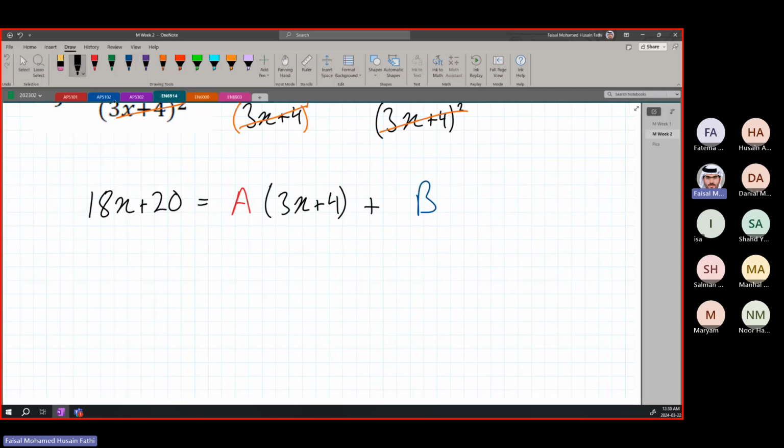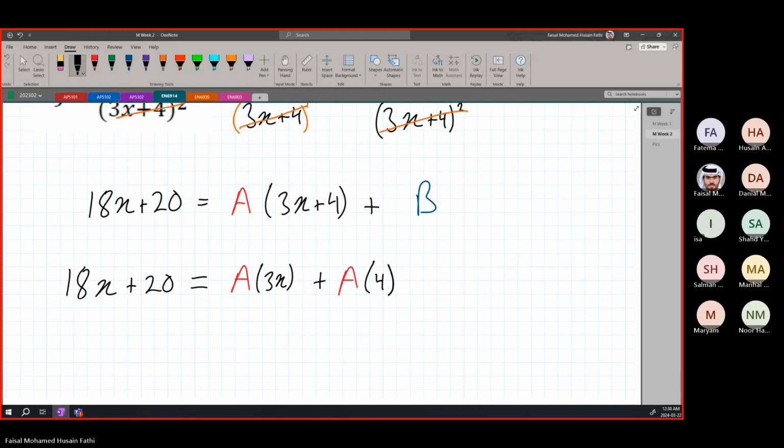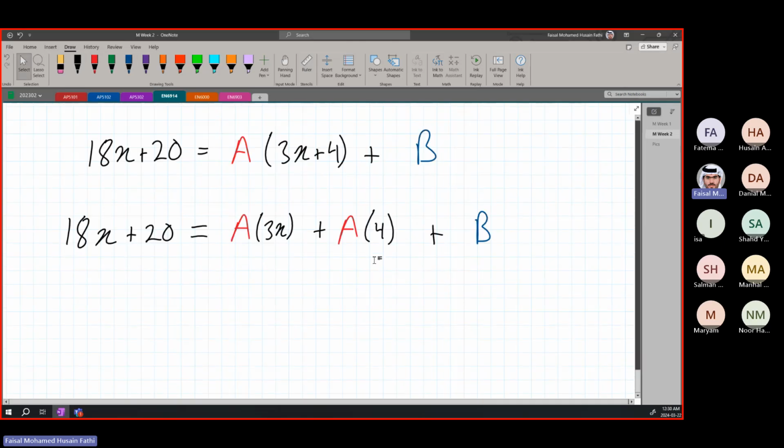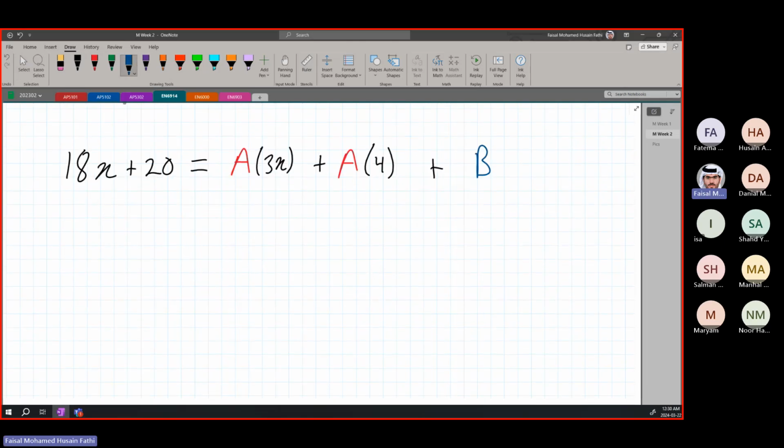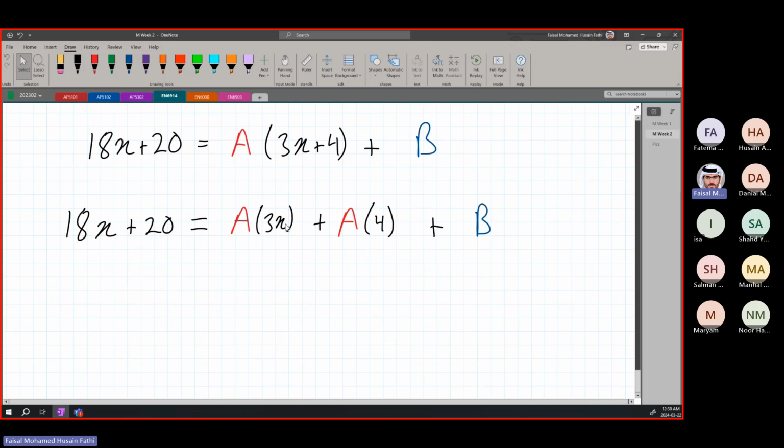So the left side will stay the same. So 8x plus 20 is equal to, let's distribute the a. So we're going to have a times 3x plus a times 4 plus b. b has no x's or anything like that. Okay, let's simplify this and let's rearrange it so that x is by itself and the constants are by themselves.